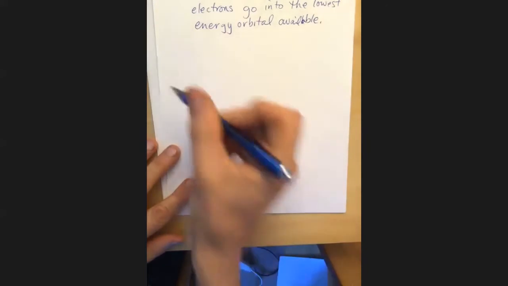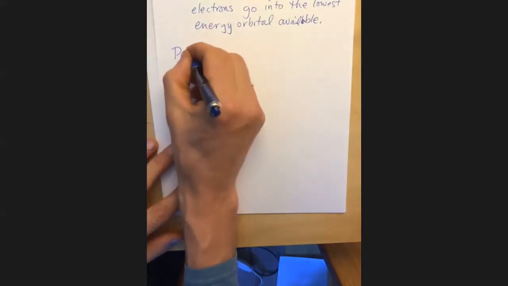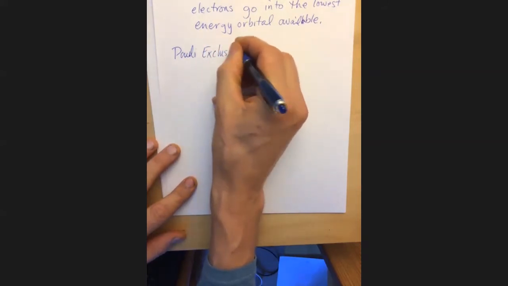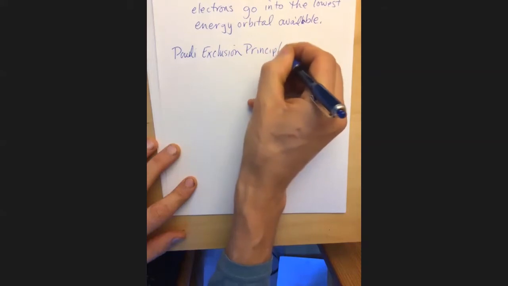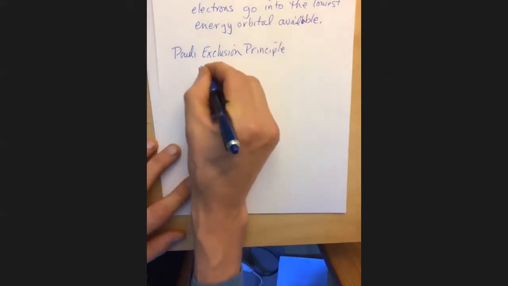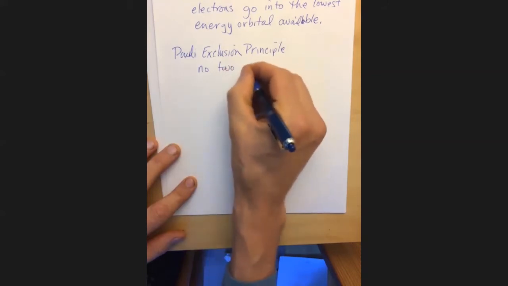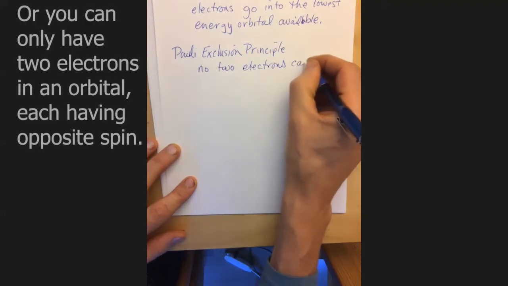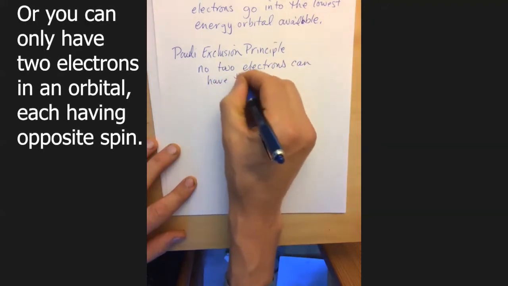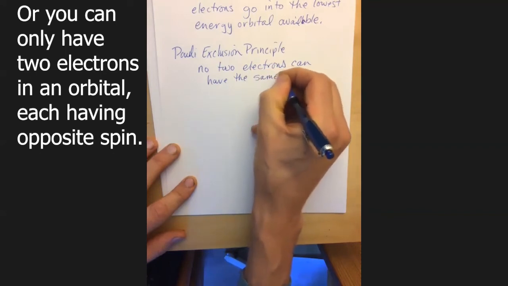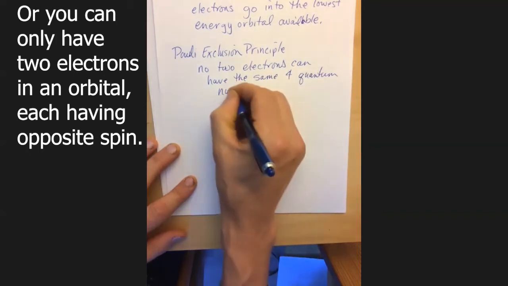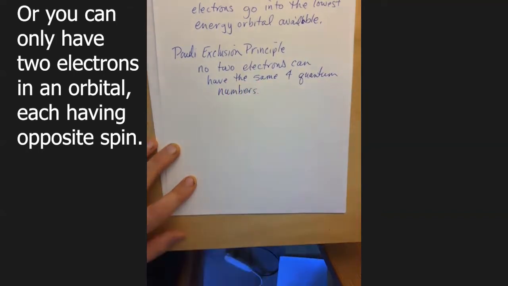So the Pauli exclusion principle says that no 2 electrons can have the same 4 quantum numbers. Do you agree with that, Kevin?